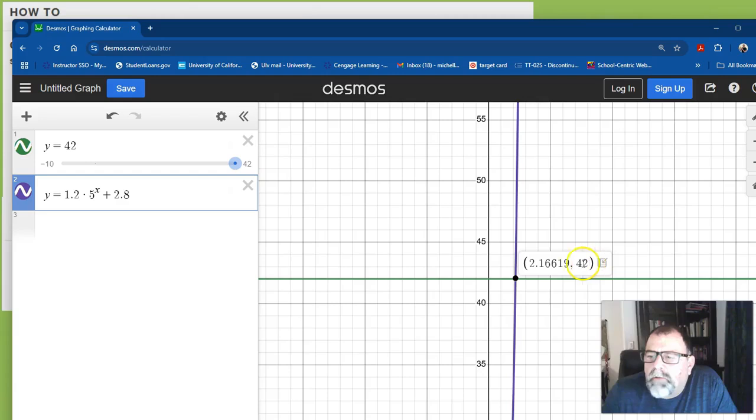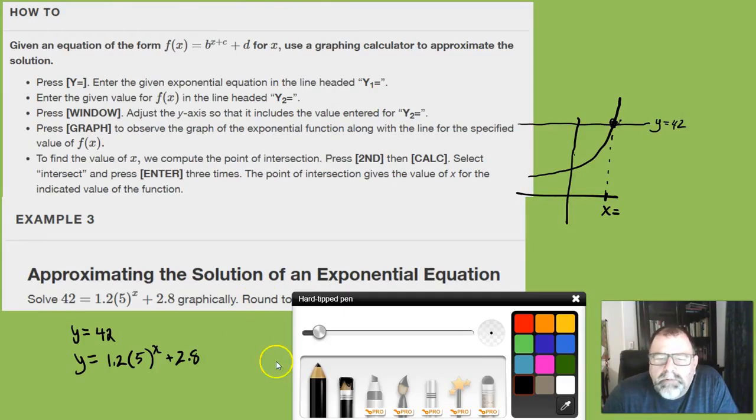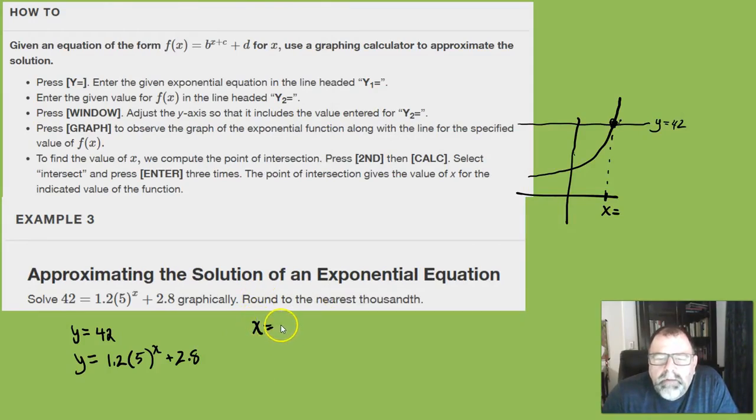And then you see the y-coordinate is 42 for both graphs, and the x-coordinate is 2.166. They wanted us to estimate to 3 places. So that's our solution to this equation. So x is about equal to 2.166. And you can test it: if you put in 1.2 times 5 to the 2.166 plus 2.8, you're going to get something really close to 42.